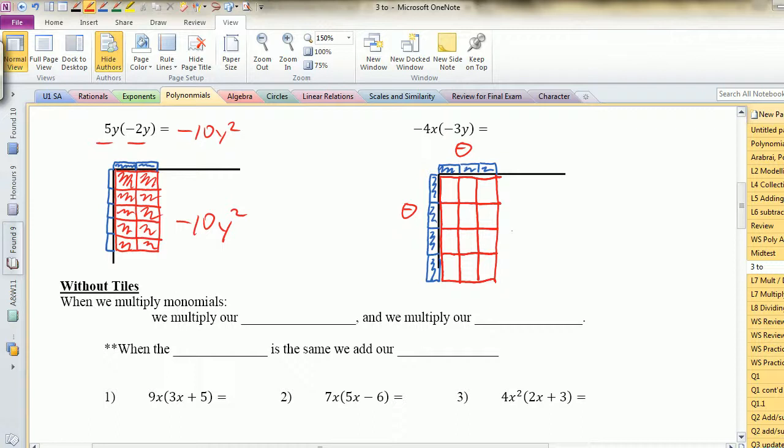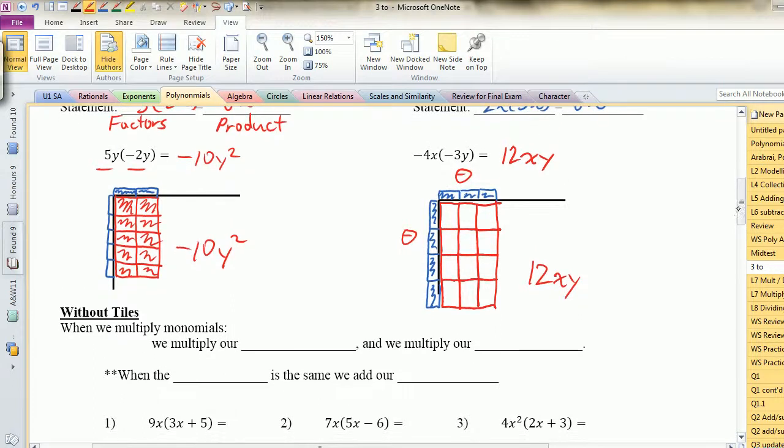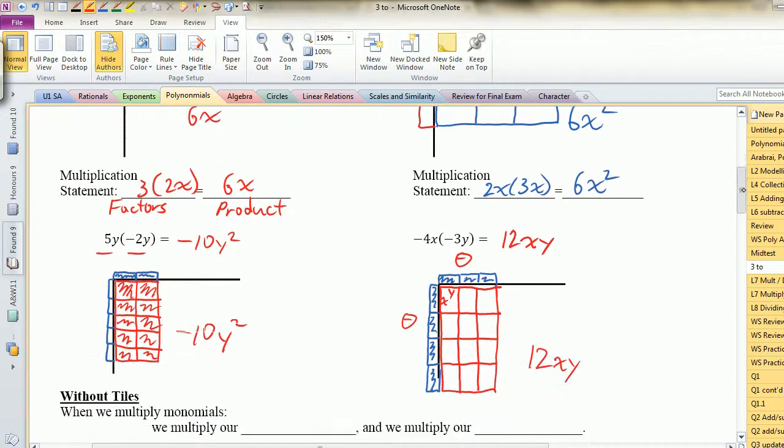So how many rectangles do we have? 12, they're positive. And what should we do about the letters? What's the area of those? XY rectangles. So we can write that up top as well in a multiplication statement, 12xy. Okay. Any questions? Are those squares? Nope, so they can't be. It's just x times y. One's length x right here, and the top is length y right there. Okay? Any questions?